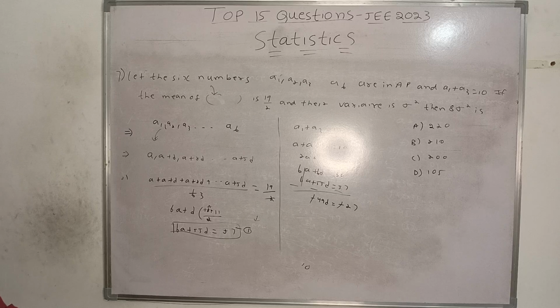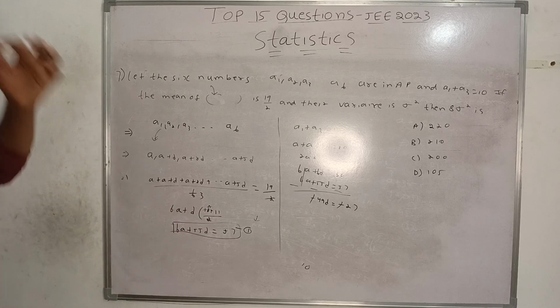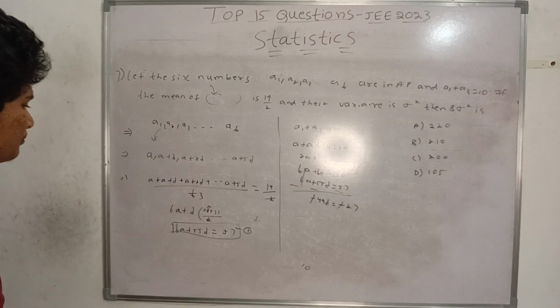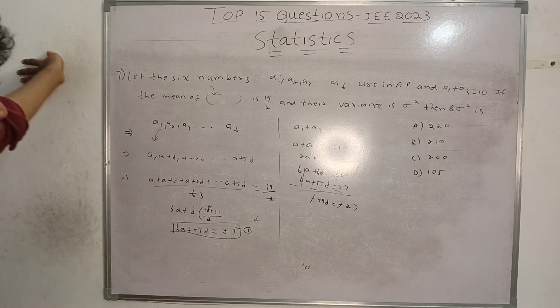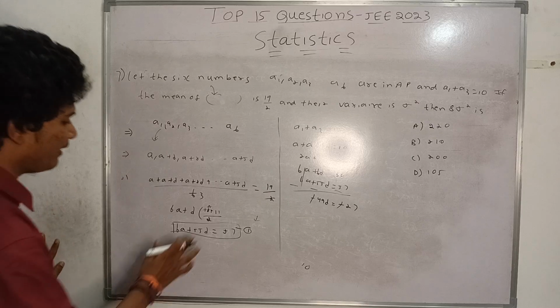The mean of the observations is given, divided by 6 equal to 19/2. 1, 2, 3, 4 up to 6, that is 6 A's. When I take D common, I will take n into n plus 1, that is 5. Here it went wrong.